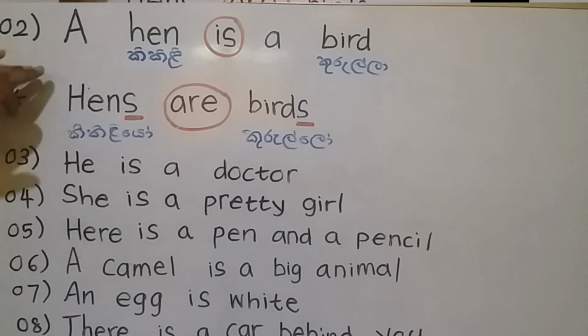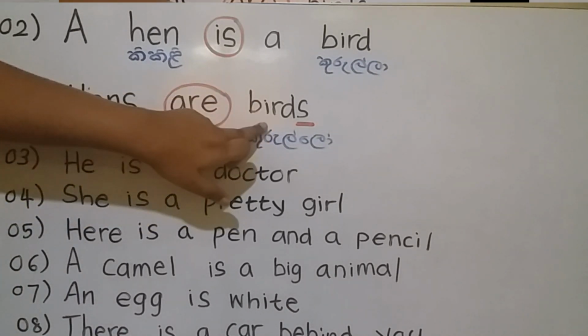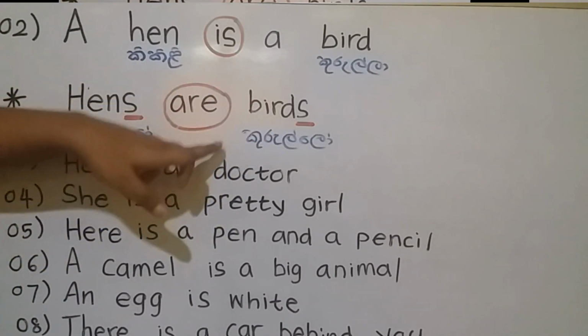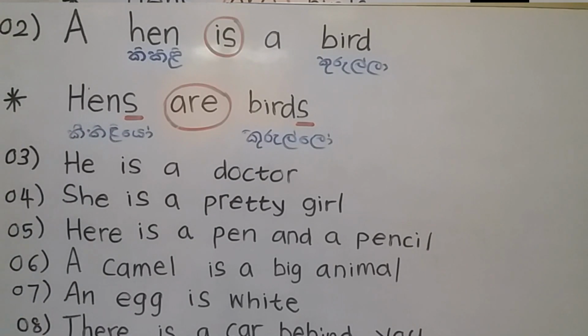Right? So here's the answer. Hens are birds. Alright. So out of 10 sentences, we've discussed 2.